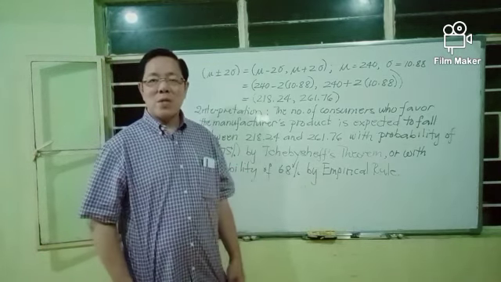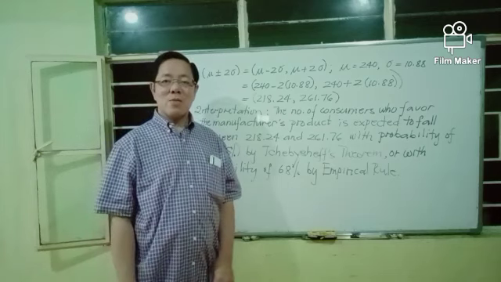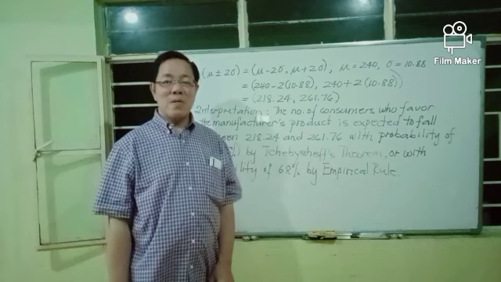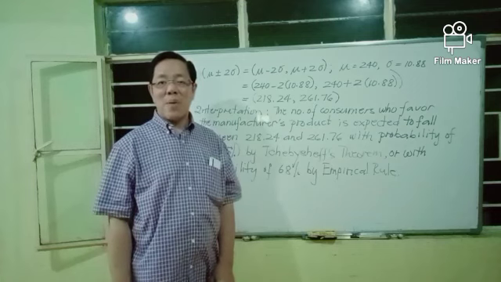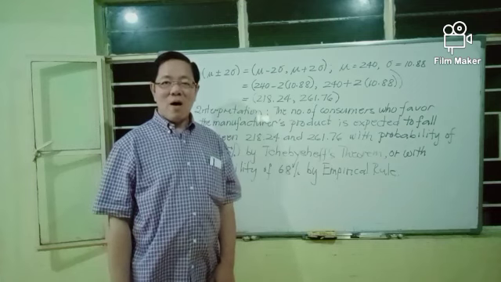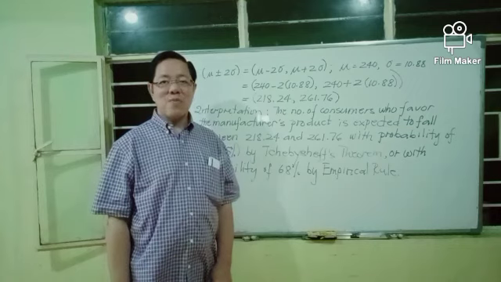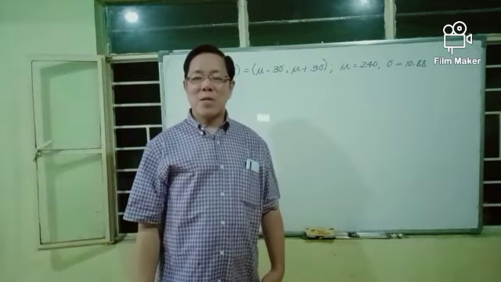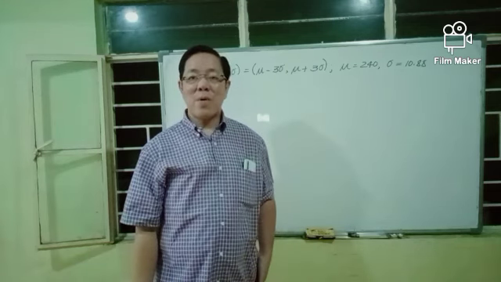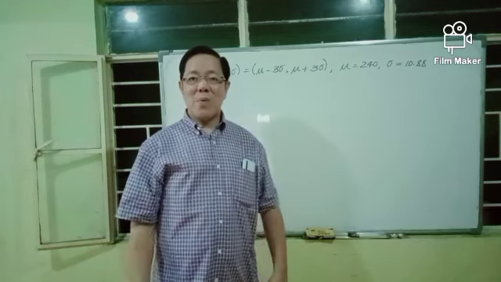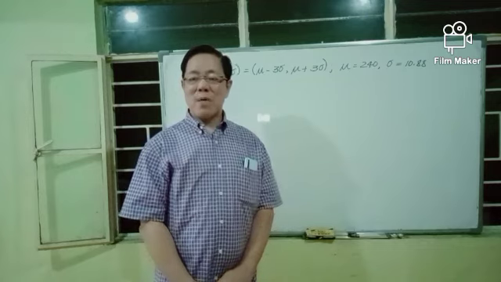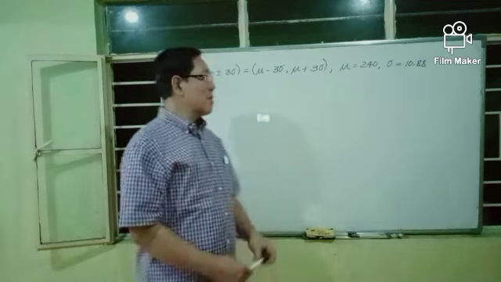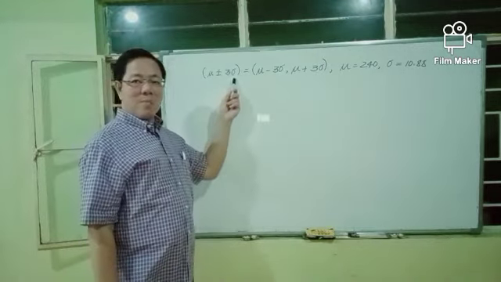Now we would compute the limits within which the number of consumers who favor the manufacturer's product from the sample of 800 consumers are within 3 standard deviations from the mean. We now find the interval within which that number lies within 3 standard deviations from the mean.